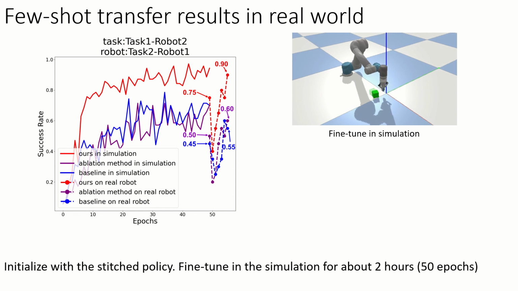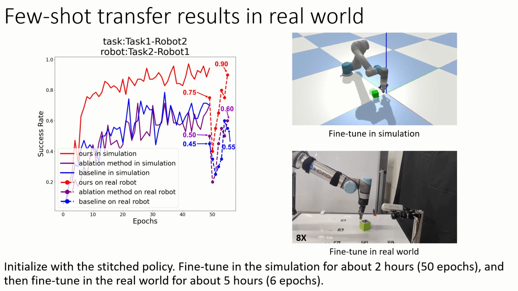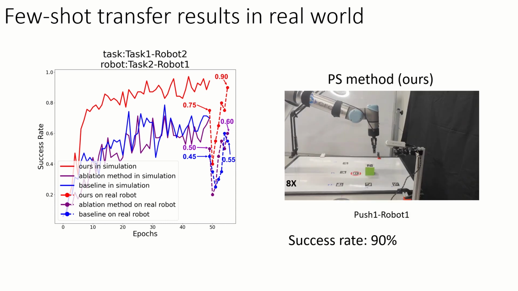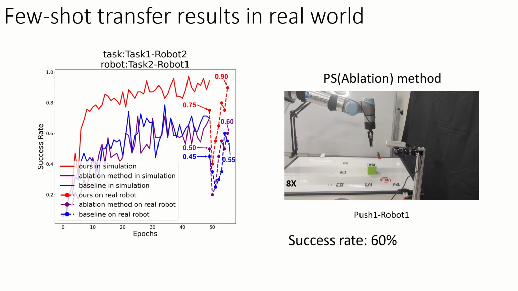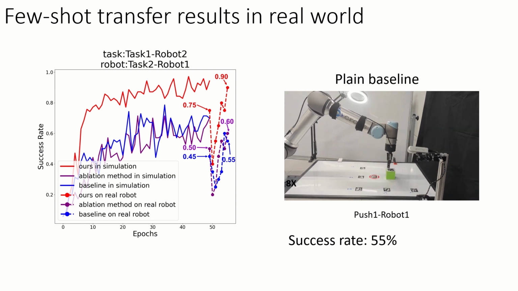For the few-shot transfer in the real world, we initialize with the stitched policy and fine-tune it in the simulation for about 2 hours. Then we fine-tune in the real world for about 5 hours. We get a 90% success rate with our method, 60% with the ablation method, and 55% with the MLP baseline.